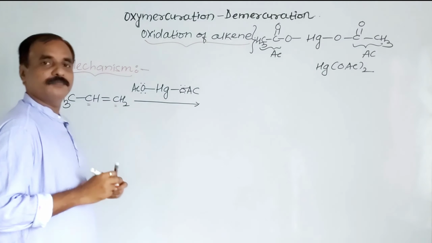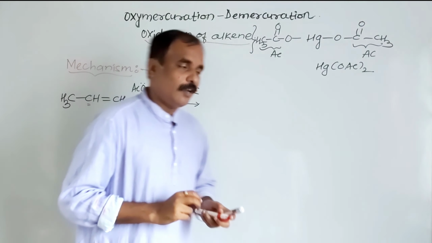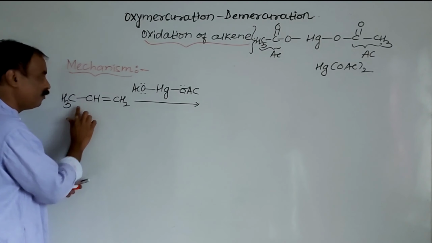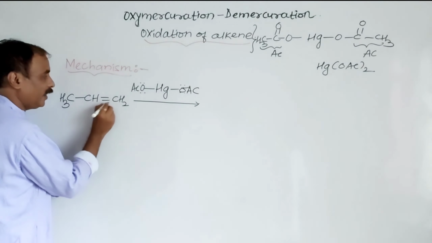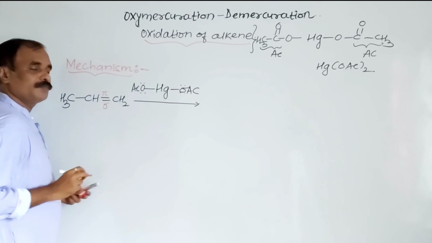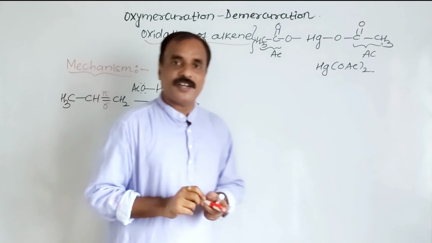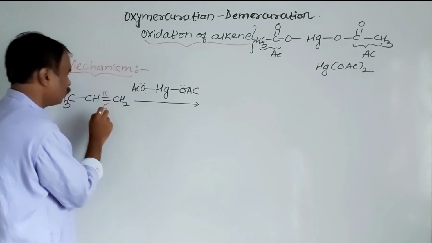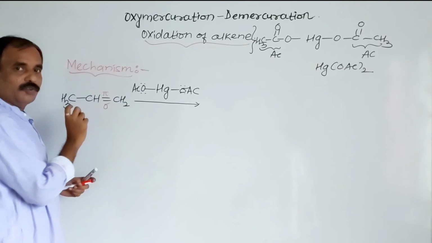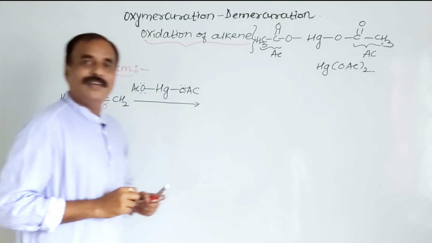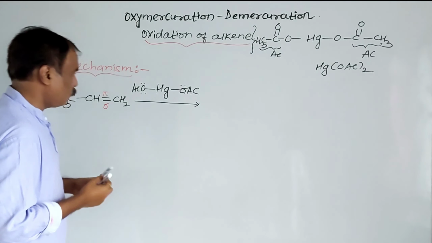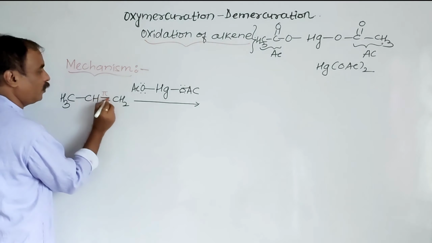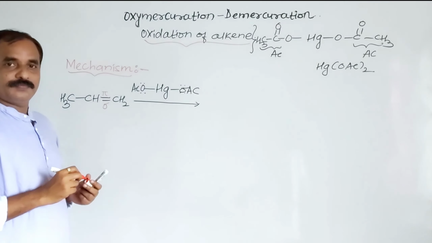Olefinic carbon atoms. Here double bonded carbon atoms are there. Double bond, that is, the meaning of double bond is 1 sigma and 1 pi. And we know that the strength of a covalent bond in a pi bond is weaker than a sigma bond. This pi bond is weak compared to a sigma bond. And we can say loosely bonded 2 electrons are there.